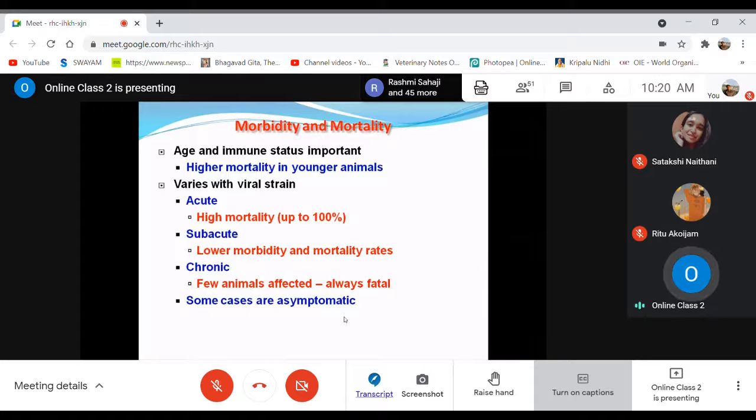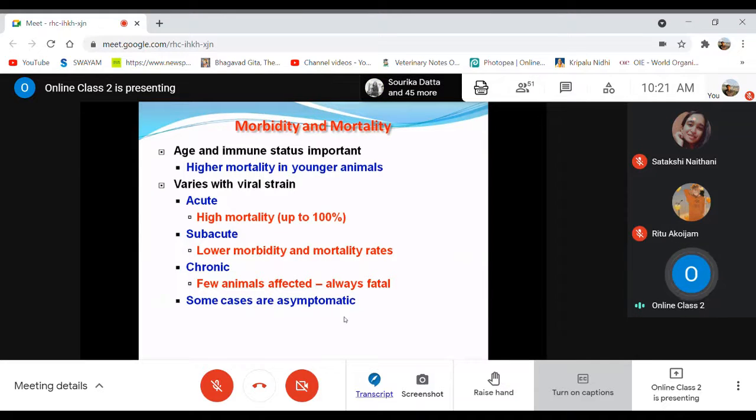When we are talking about the forms of the disease, like the acute form of classical swine fever, a highly pathogenic strain of the virus is involved, causing high mortality, even up to 10%. Then subacute means a mild form, where it is not that severe, and a mild strain will be there, with lower morbidity as well as mortality rates.